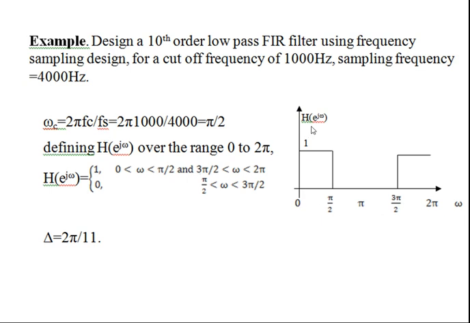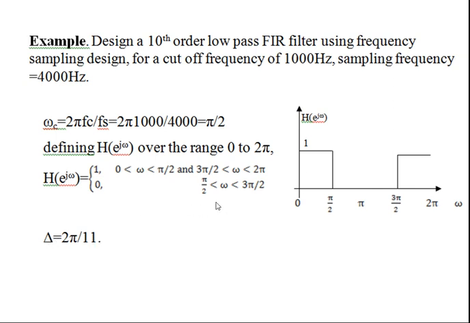For that, we have to draw the transfer function in this form. Since the cutoff frequency is pi by 2, from 0 to pi by 2 we draw the amplitude level equal to 1, and from pi by 2 to pi it should be 0. Then whatever we have drawn in the 0 to pi portion, make a mirror image from pi to 2 pi. So this range is drawn from pi to 3 pi by 2, and the 0 to pi by 2 range is drawn from 3 pi by 2 to 2 pi. This way we draw the frequency response.